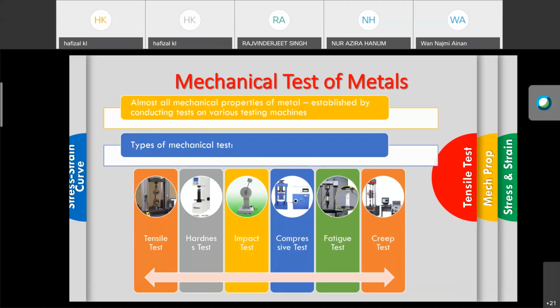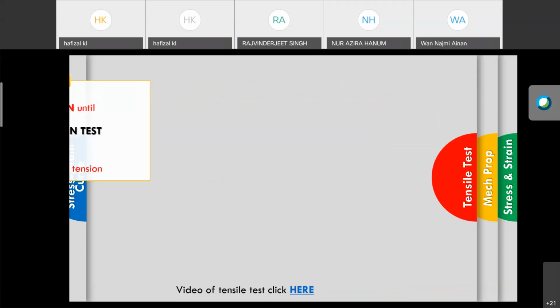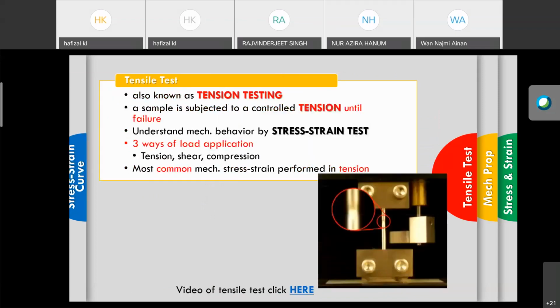For the hardness test, we also have different styles of test, using different methods. So a lot of tests are available, and we will just understand the main important tests. Let's see the tensile test.